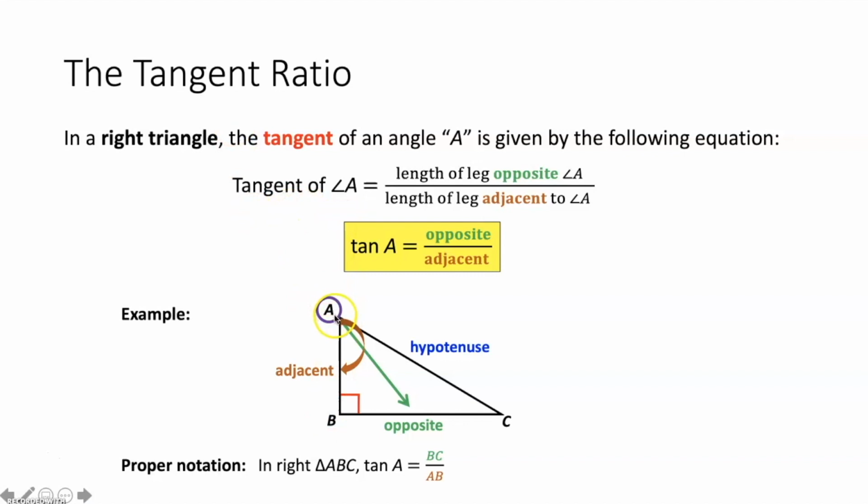So if we're looking at our example down here, right triangle ABC, to create the tangent ratio for angle A, it's going to be equal to the length of the leg opposite angle A, which would be the measure of segment BC over here, over the length of the leg adjacent to angle A, which would be the measure of segment AB over here. That's how you create your tangent ratio, opposite over adjacent.